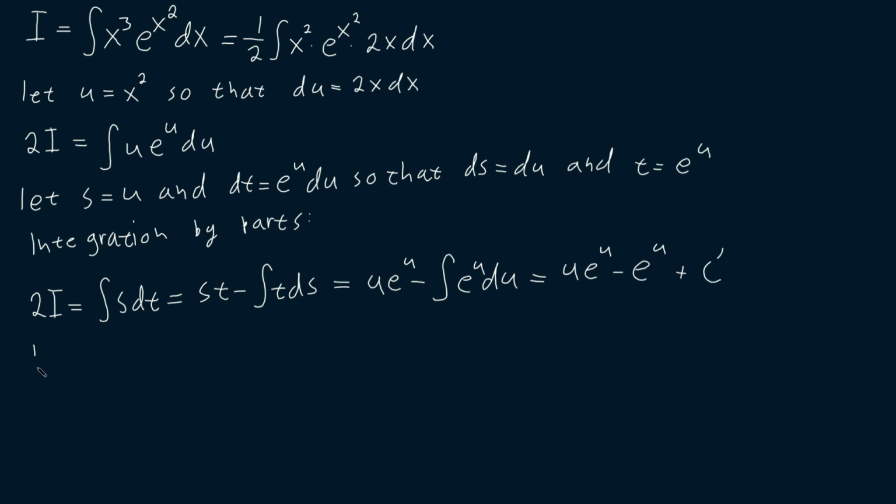And then let c be equal to c prime over 2. And then let's go back to our original variable x to get that our integral I is equal to 1/2 times u was x squared, so it's x squared times e to the x squared minus e to the x squared plus c, since we said that c is equal to c prime over 2, and this here is our final result.